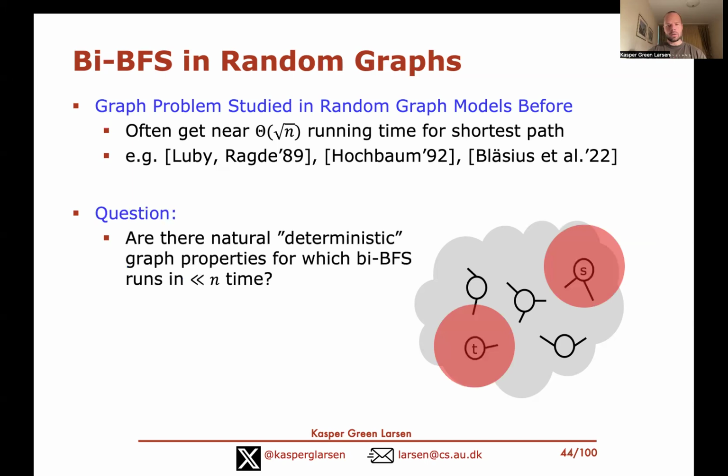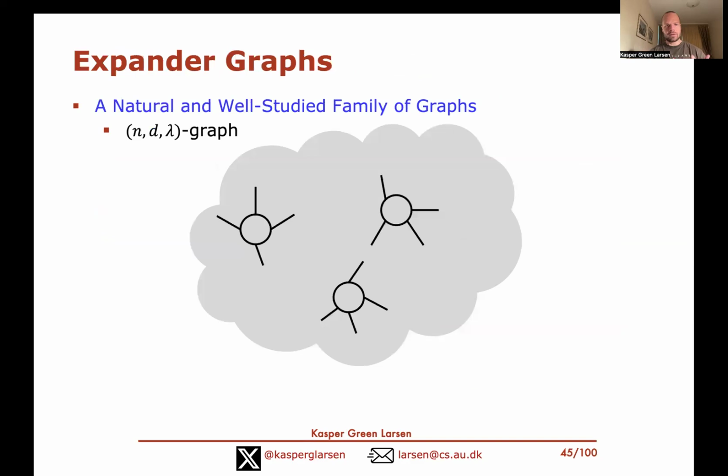Now the question that we look at in this work is: are there other, maybe more natural, deterministic properties of a graph? So you don't need a random graph model to say that bidirectional breadth-first search actually beats linear time. This is some nice property, perhaps already well studied in the literature, that implies that bidirectional breadth-first search is faster than linear time. The family of graphs that we look at in this work is so-called expander graphs, spectral expander graphs. They're a very natural and well-studied family of graphs.